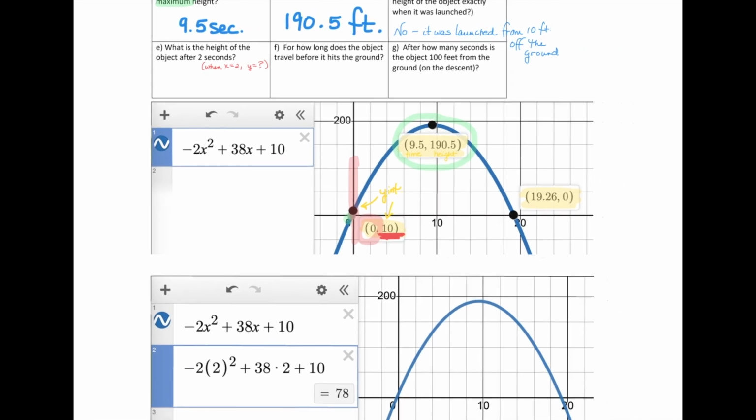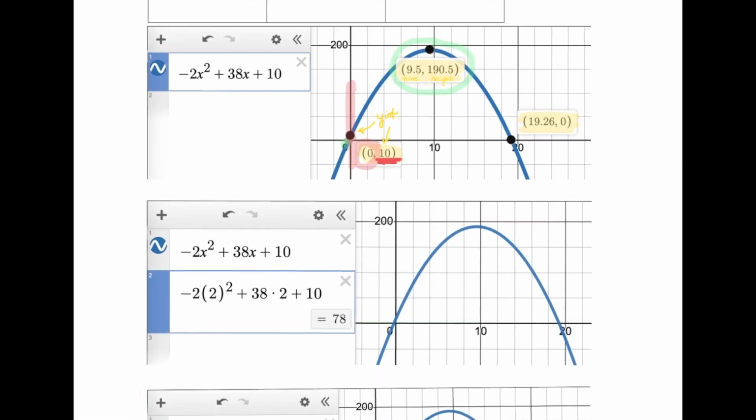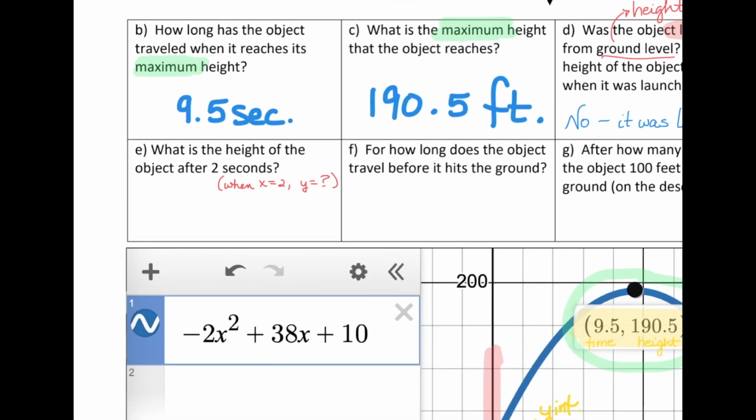And so here, I've done a different graph. If your x value is 2, you can substitute 2 into all of the x's in the equation, and that's going to give you 78. There's no real other way to do that by manipulating the graph. So I'm just going to substitute 2 into the equation, and that gives me the computation 78. Remember to use 78 feet.